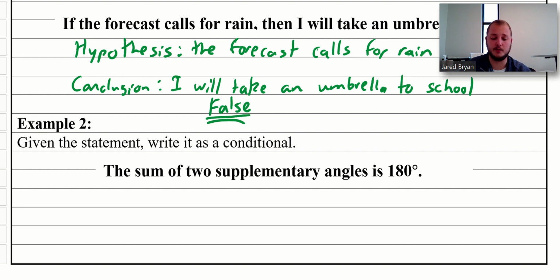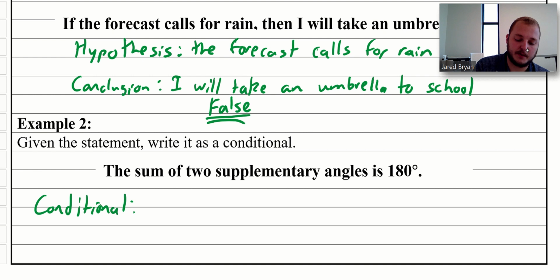The sum of two supplementary angles is 180 degrees. The sum of two supplementary angles is 180 degrees. Okay, so I want to write this in if-then form. So I'm going to write conditional here. So first piece, I need to say if. And this is not always a process of just throwing if and then in the middle of my statement and saying, yeah, that sounds good. Make sure that you are thinking through how you would actually phrase this.